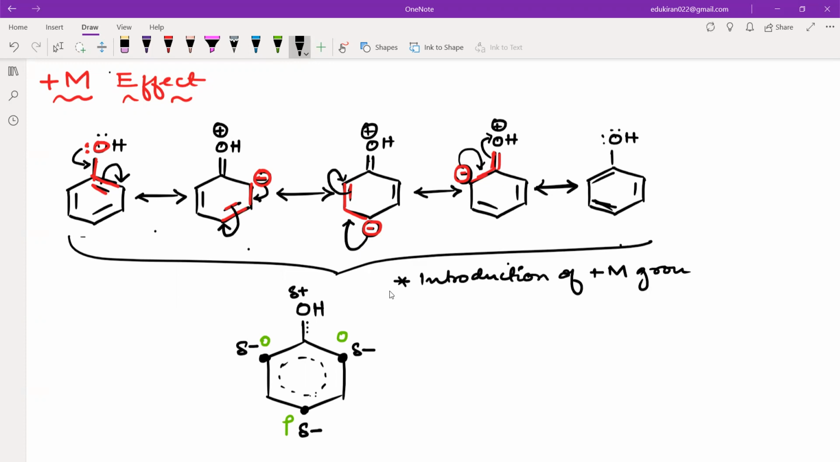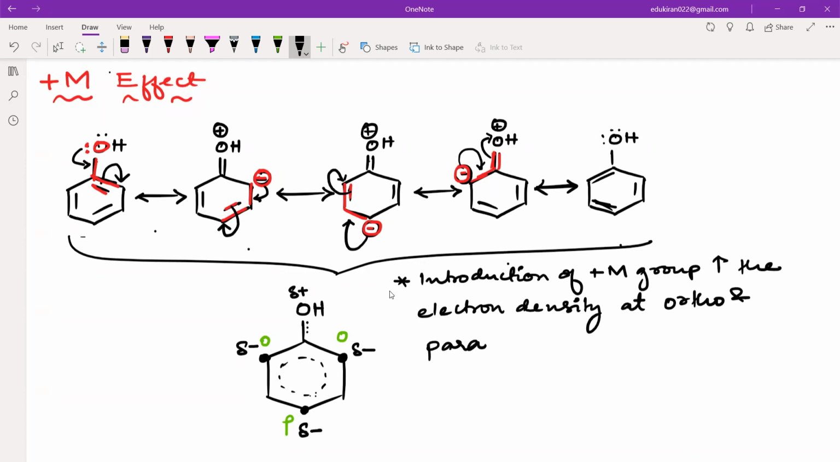So introduction of a plus M group increases the electron density at ortho and para positions. Write this down. Let me know if you're done. Done, sir.